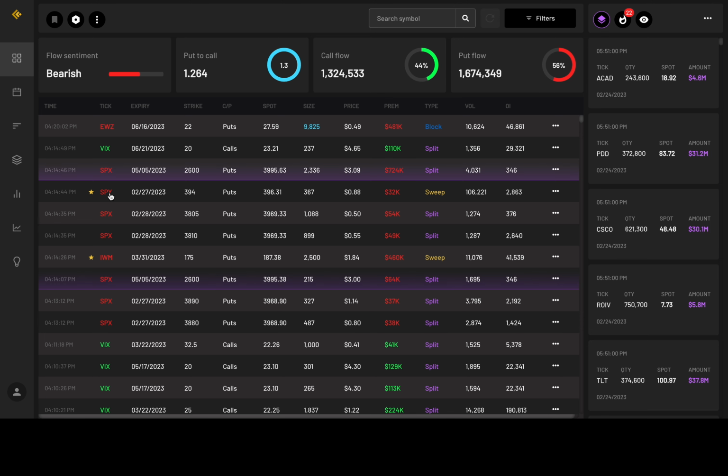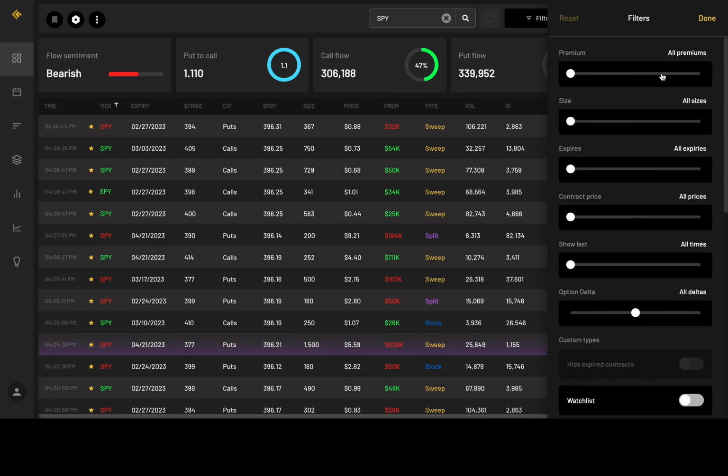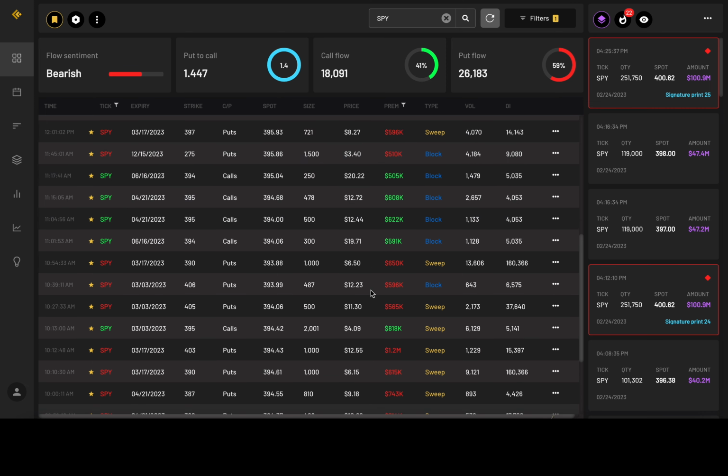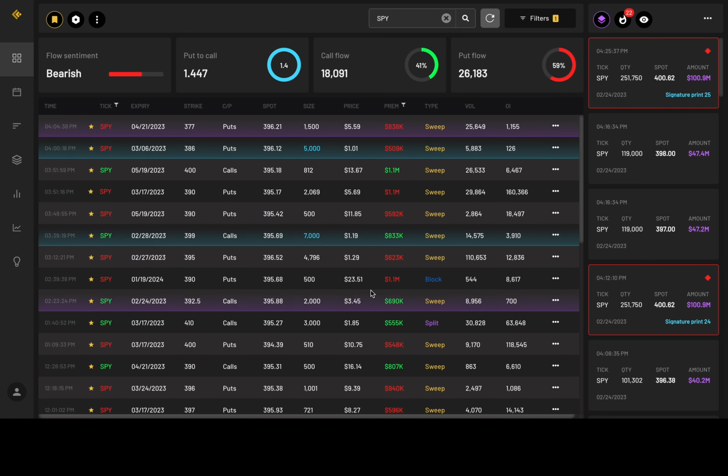Now let's take a look at the option flow. I filtered for 500k premiums or above for the SPY. 59%, getting some mixed reviews here, but 59% in favor of puts. We do got some calls here. 399 strike price, February 28th. Interesting. Maybe I don't know about that one, but hey, that's what came in, over 7,000 in size.